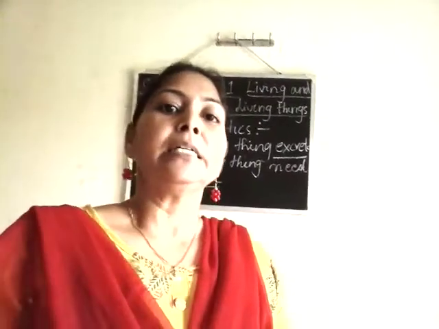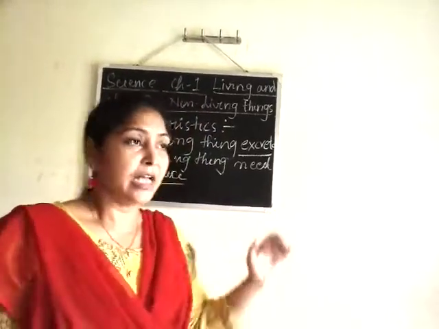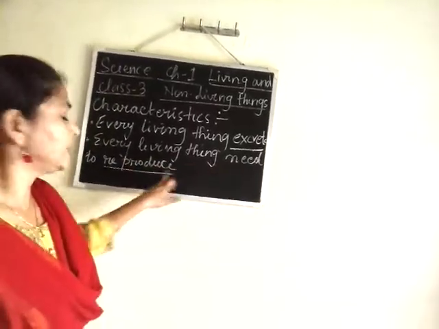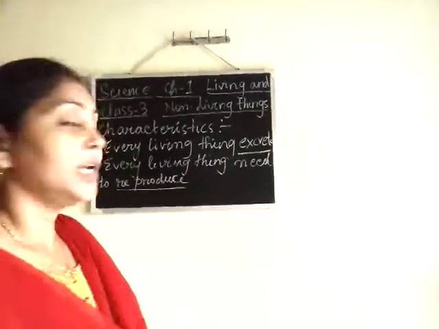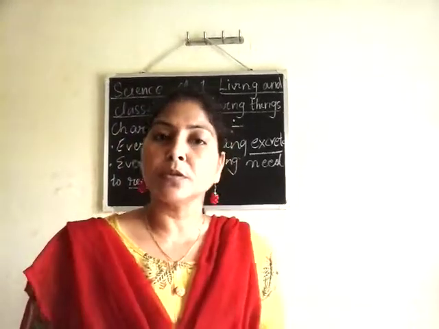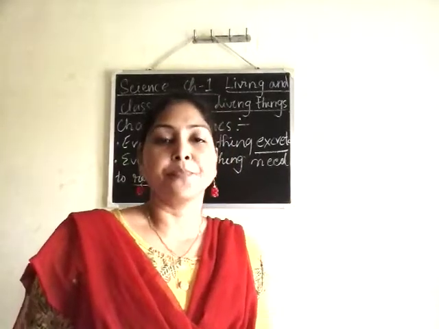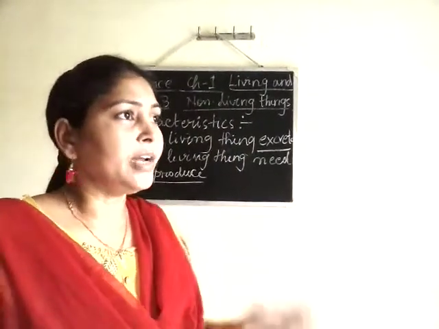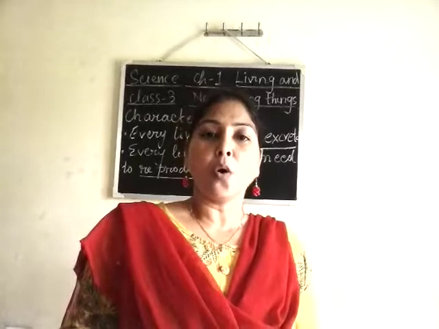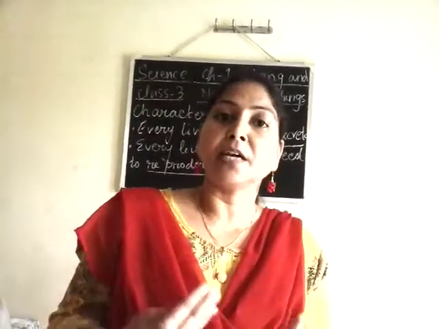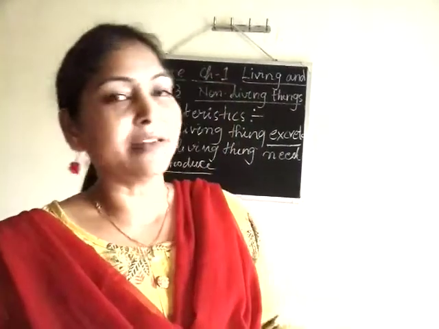Now we come to the sixth characteristic of living things. What is the sixth characteristic? As you can see on the board, I have written every living thing needs to reproduce. Now what does this mean? Reproduce. Produce means to make, of its own. Reproduce means every living thing has a characteristic of giving birth or producing young ones of their own kind. Like plants will produce plants only. They will not produce animals.